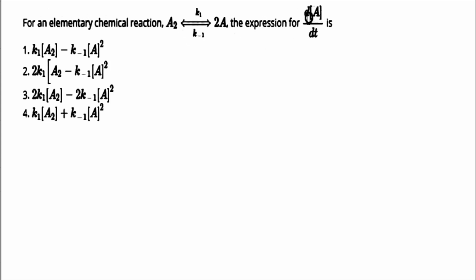The expression for dA by dt is. So we need to find dA by dt, and we have 4 options. So let's solve this question. First we write our equation, which is A2 gives 2A.